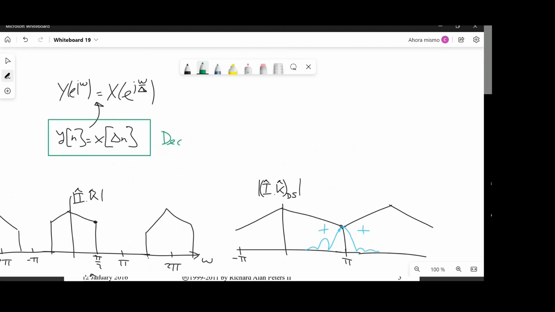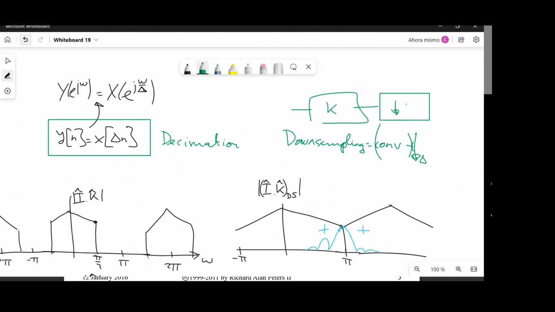This process of just taking one every delta values, that was this operation here, is called decimation. And you know that downsampling is convolution followed by downsampling, by decimation, sorry. So first you convolve and then you do the decimation. This is the way you are seeing the linear systems. So what is the name of this kernel here? Anti-aliasing filter.